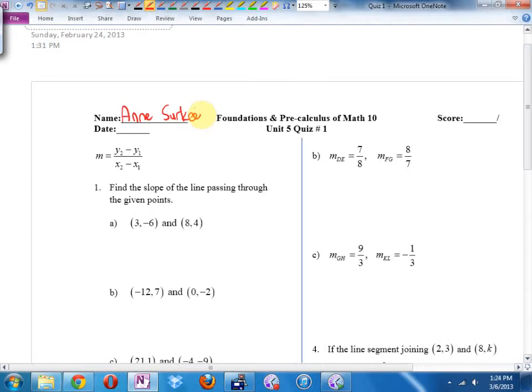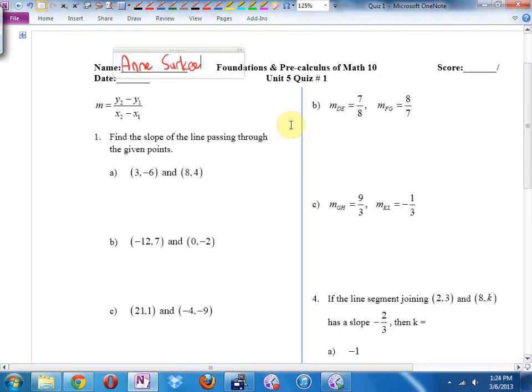Right. Good old Dan. Find the slope of the line passing through the given points. So remember, that's x1, y1, x2, y2. The slope is going to be y2 minus y1 over x2 minus x1. It's going to be positive 10 over 5. It's going to be 2 over 1. Fine, over 1 as well. 1 mark.